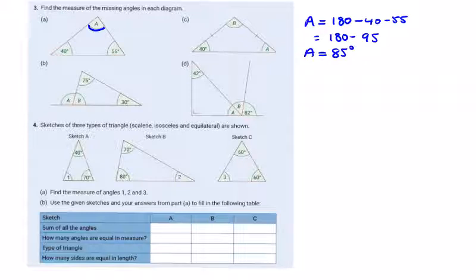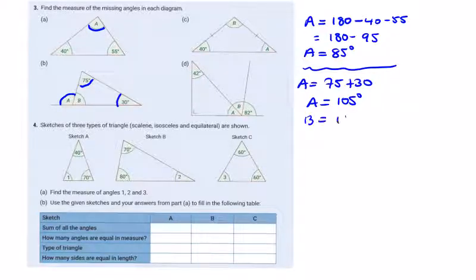Now down here, we're saying A is equal to the sum of the two interior opposites. A is equal to 75 plus 30. You can see that 75 plus 30 is 105 as you're writing it, but don't jump to the answer, just write 75 plus 30. So that's A, and then B is equal to 180 minus 105 for my straight line for B. And that's equal to 75 degrees.